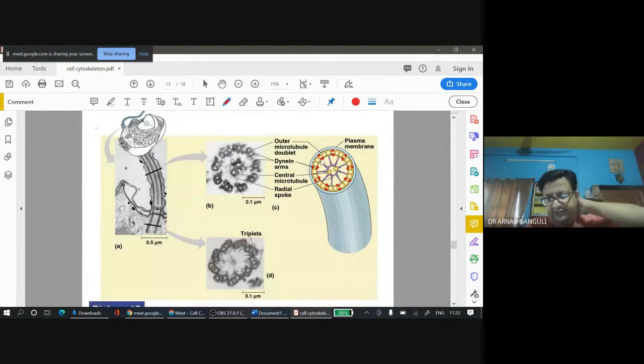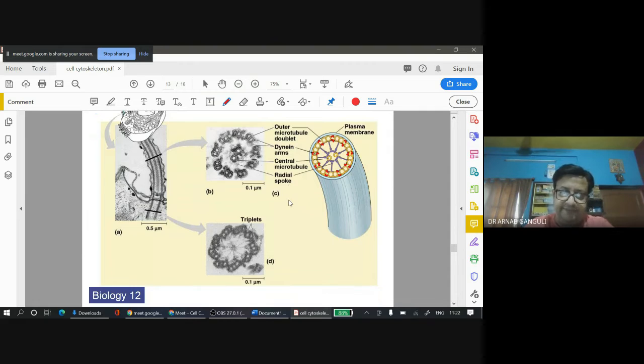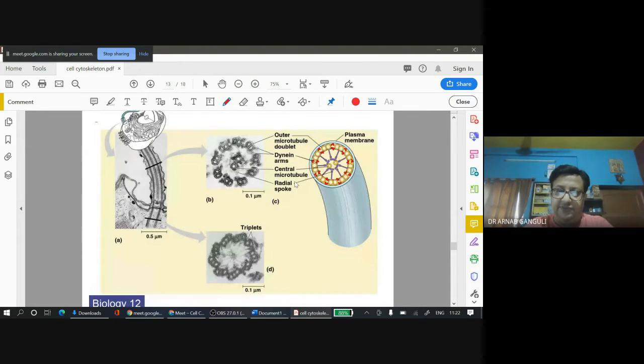So this is the same structure. This is the central microtubules, 9 plus 2 orientation. There are triplets also found somewhere.